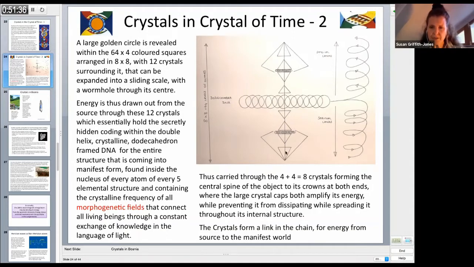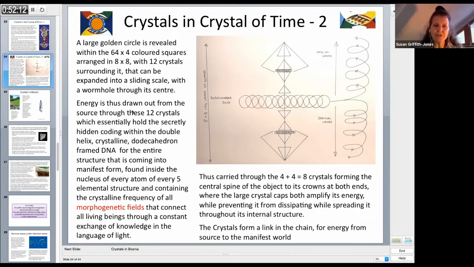So we've got the crystal of time. This is just the crystals here, the two large crystals at the end and the 8 crystals down the middle. And then you've got this pattern of 12 crystals in the center. Also here you've got the 12 and here you've got the 12. So energy is thus drawn out from the source. So this is a question that's now in my mind. I've got these 3 things together, the electricity, the magnetism, and the crystals. And what is hitting the crystals in order to make them active, yeah?